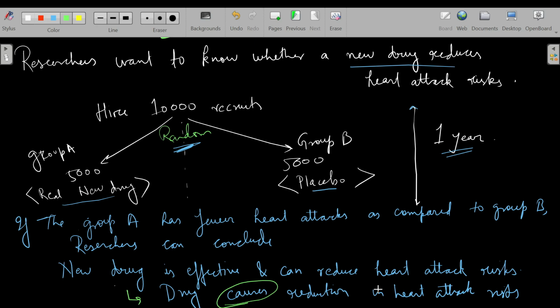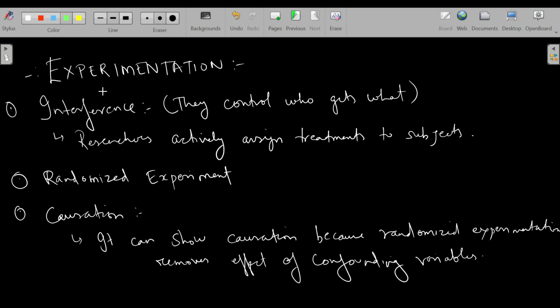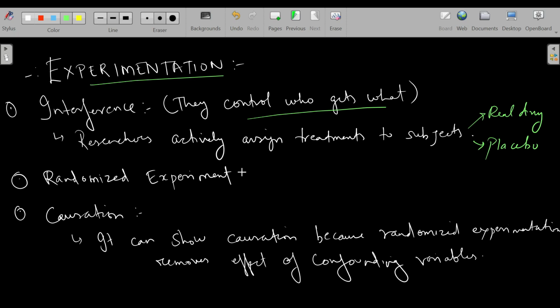So let's summarize what we studied. In the experimental study, there is direct interference by the researchers. Researchers actively assign treatments to subjects. In this particular case, there was a real drug versus the placebo drug. So here the researchers control who gets what. But again, it's a randomized experiment, so they randomly assign the treatments to the subjects in the experiment. Randomized experimentation plays a very important role.